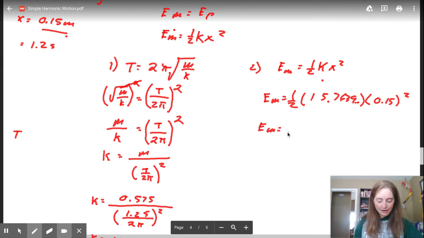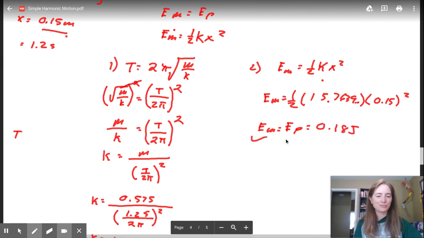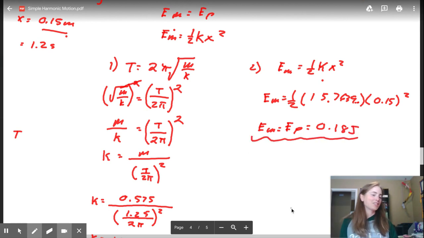So the mechanical energy of the system is going to equal this elastic potential energy of the spring, and with your sig digs and units and all that good stuff, it is going to be 0.18 joules. Sounds good, guys? This was a really tough one. I know that one's pretty tricky.